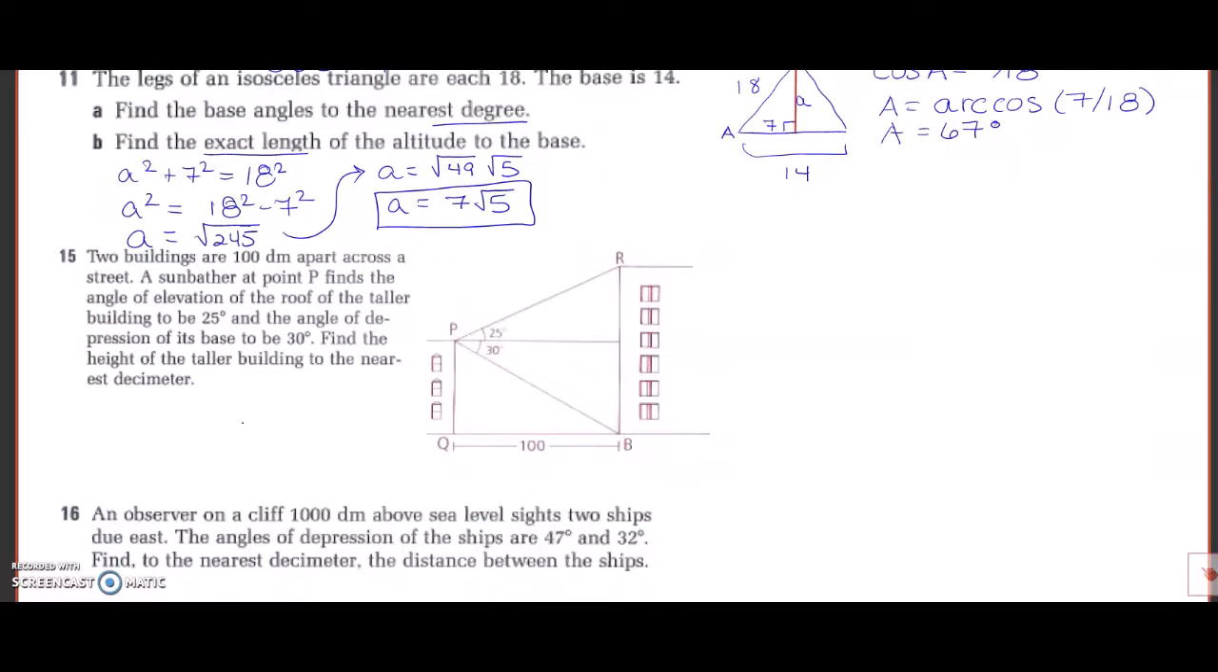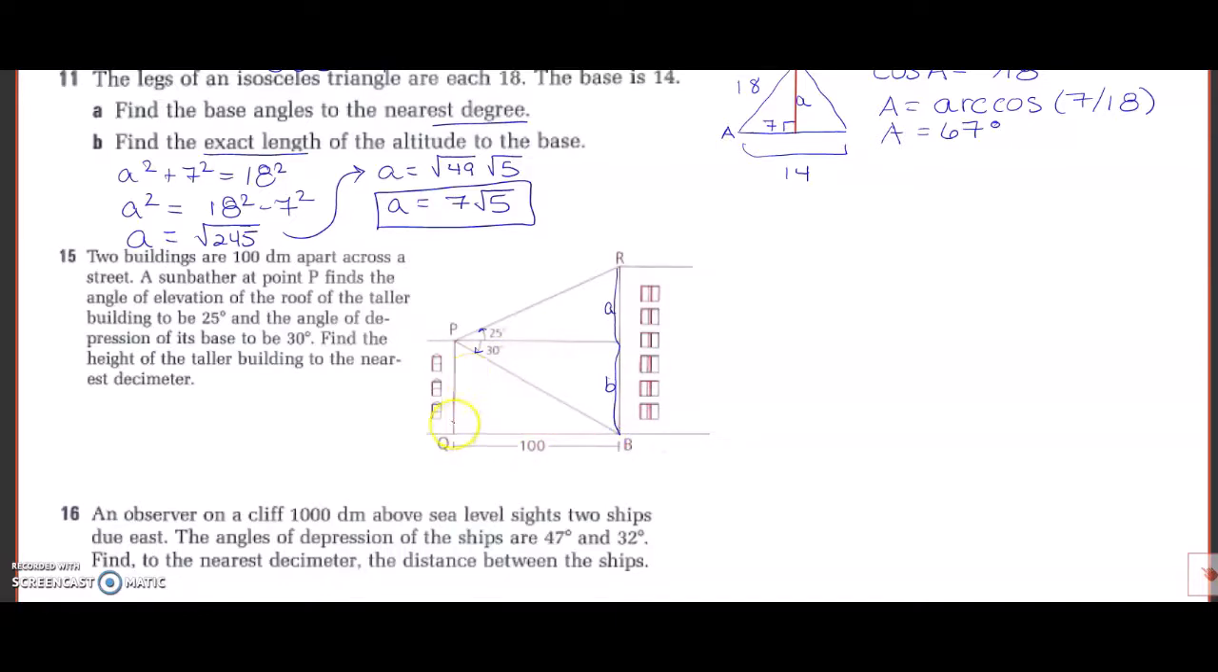Here is some more indirect measurement using elevation and depression. Two buildings are 100 decimeters apart across a street. A sunbather at point P finds the angle of elevation to the roof is 25 and the angle of depression is 30. Find the height of the taller building. So I'm going to do this in two parts. First, I'm going to find the length A, which is here, and then I'm going to find the length B, which is there.